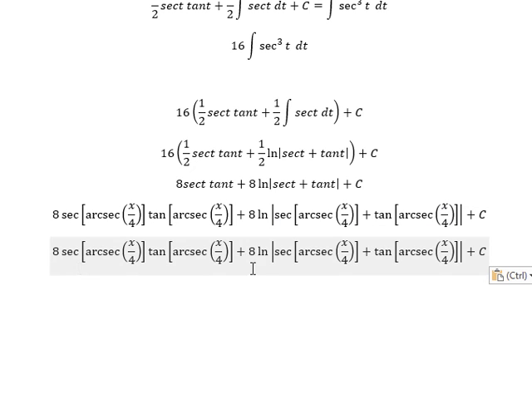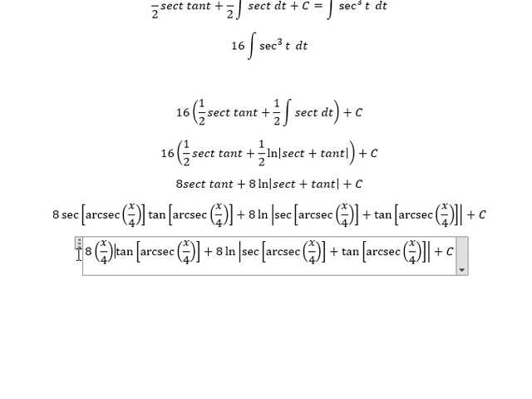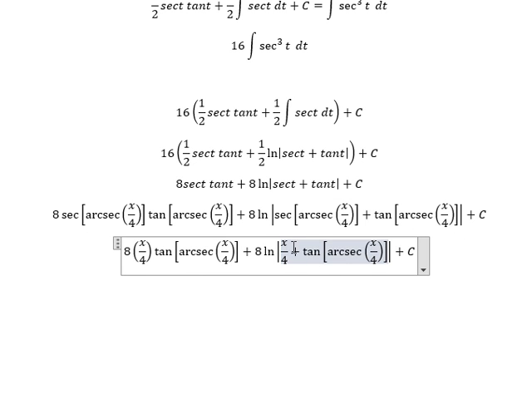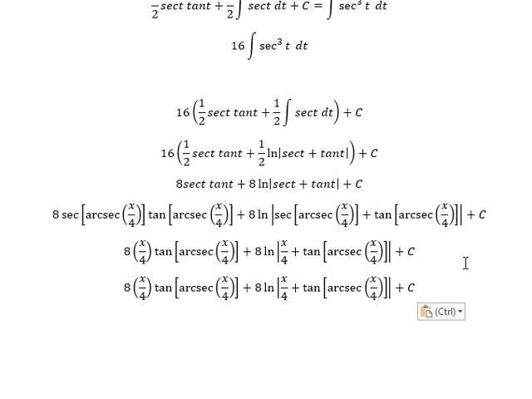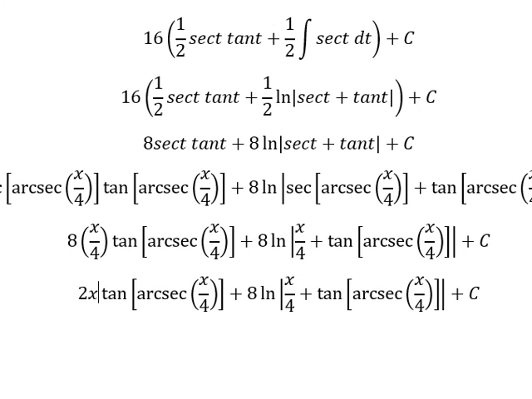We know that secant of arcsecant gives s over 4. Similar for this one. 8 divided by 4, you get 2, and you have 2s. And this is the final answer. This is the end. Thank you for watching.